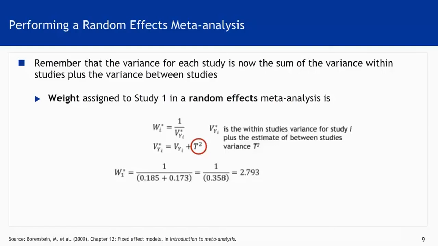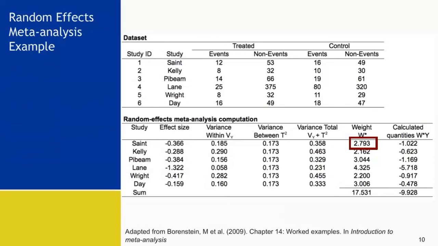Again, I just want to repeat the most important difference between the random effects model and the fixed effect model. The weight assigned to study 1 in a random effects meta-analysis now equals 1 divided by the variance within plus the variance between. So the number from the previous slide is 0.185. That's the variance within study 1. And the between study variance tau square, the estimate of that is 0.173. Okay, so now you're going to add up those 2 numbers, and using 1 divided by that number, you get the weight for study 1. So the new weight, or the modified weight, assigned to study 1 under a random effects model is 2.793. That's the weight. So going back to the slide, that's how we got the weight for the first study. And you can do the same for the second, all the way to the 6th study. And that's how you get the modified weight for each individual study.